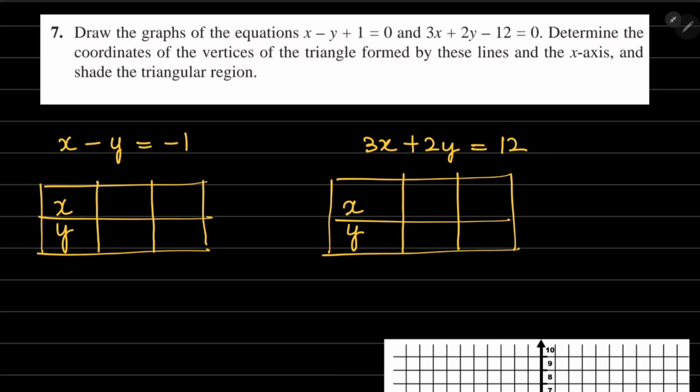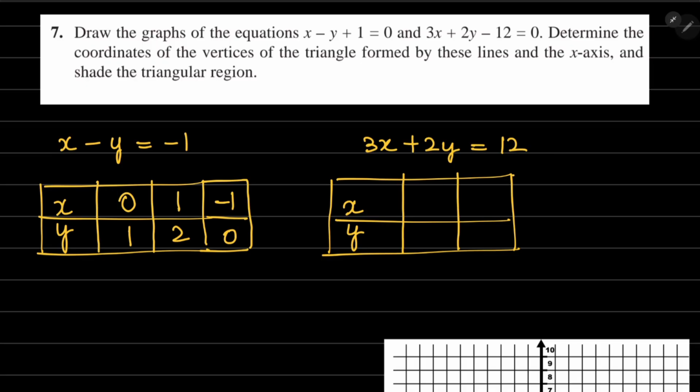So the first one is if x is equal to 0, what will be y? y will be 1, right? If x is equal to 1, in that case, what will we have? 1 minus y equal to minus 1. So you'll have minus 2 that side, minus y, so here y will be equal to 2. If y is equal to 0, what will be your x? x will be minus 1. So we have got 3 points.